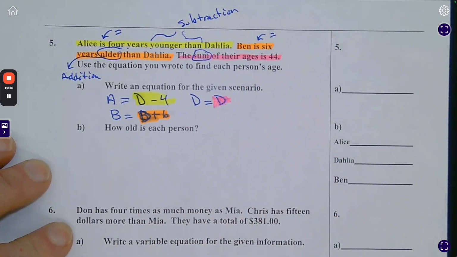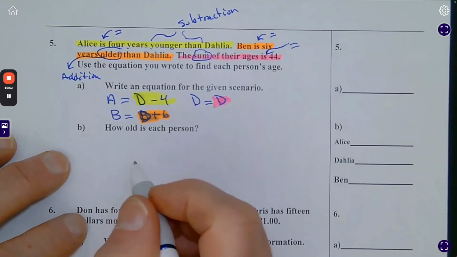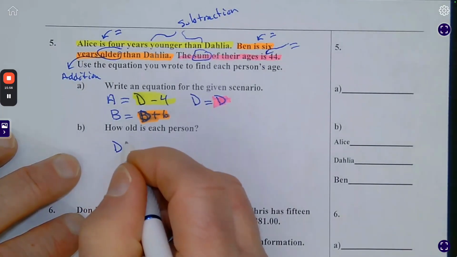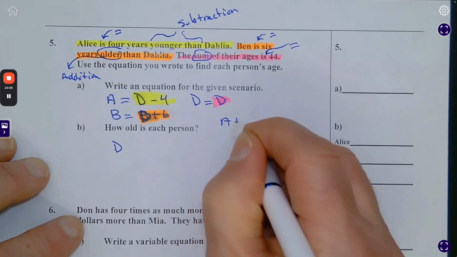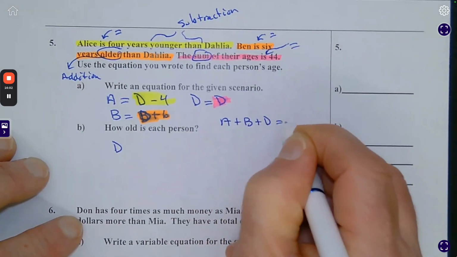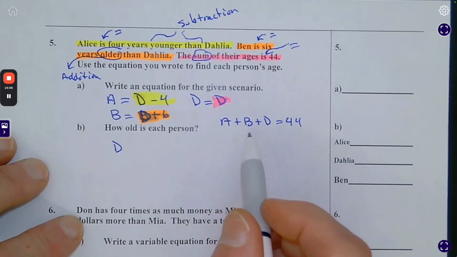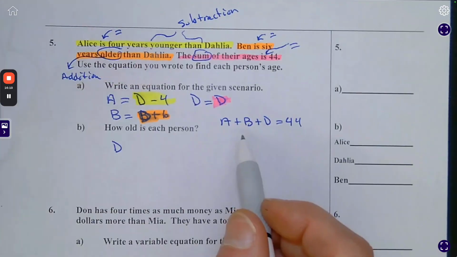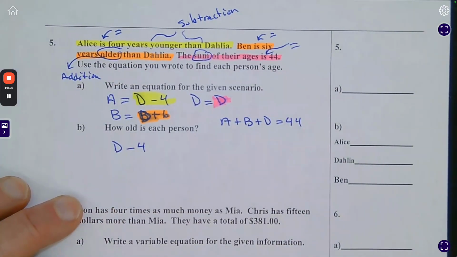And that is 44. Remember, that is the equal. So let's do it. What I'm trying to say is Alice plus Ben plus Dahlia is 44. That's my equation. But I got too many variables. Notice I know that Alice is Dahlia minus 4. So I'm going to take Alice out, and I'm going to write Dahlia minus 4.